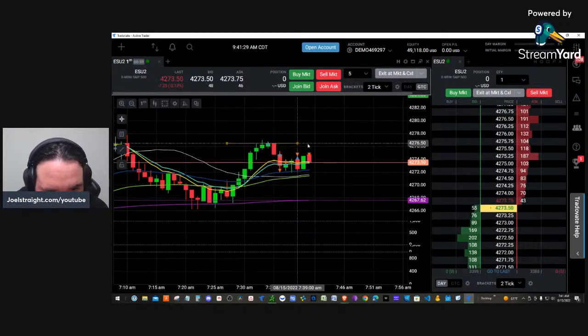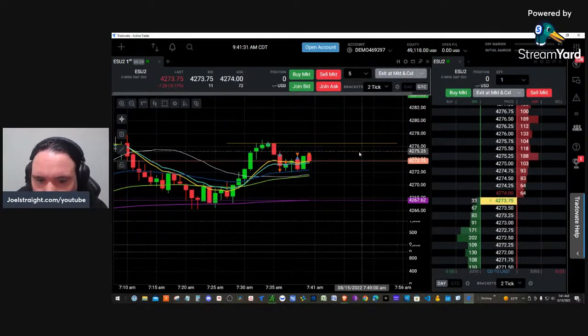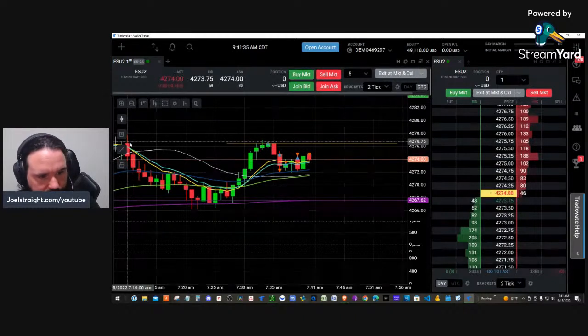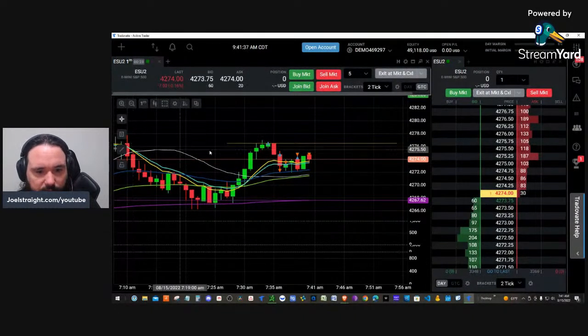But this level was a resistance level back here. You can see right there. This level was also a resistance level.